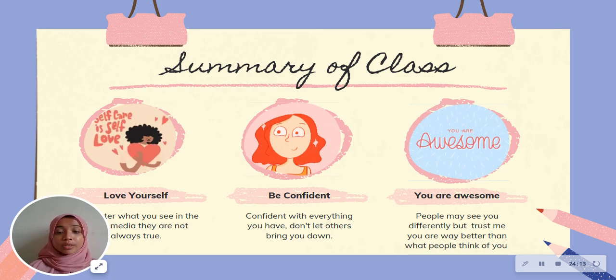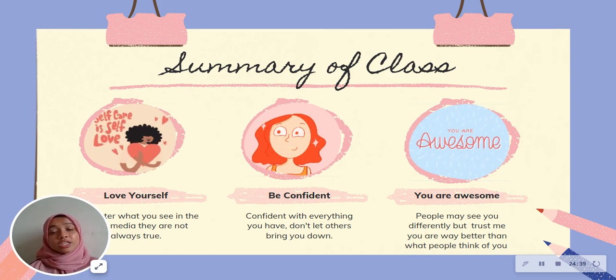And then the second one, be confident with everything you have: your family, your friends, your lecturers, your classmates. You don't have to let someone who doesn't really know you judge you or bring you down. You have to be confident and keep up that confidence, because you are very valuable to some people and to yourself. That is really important.